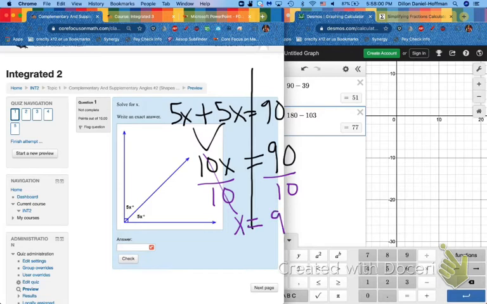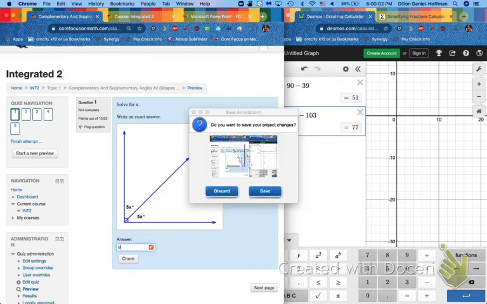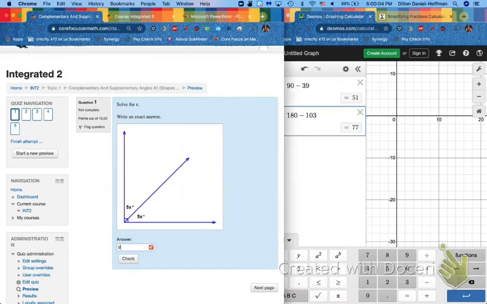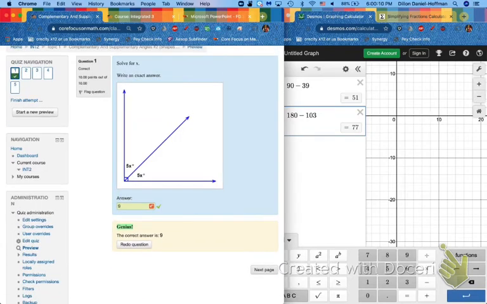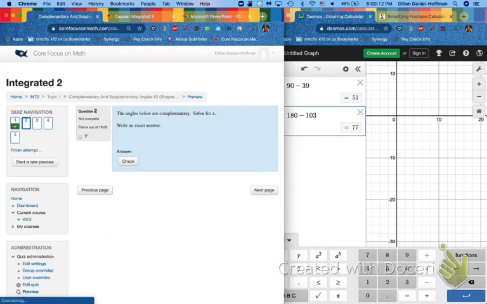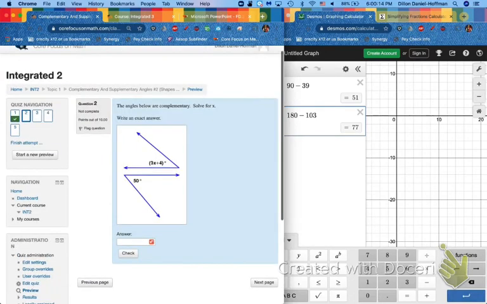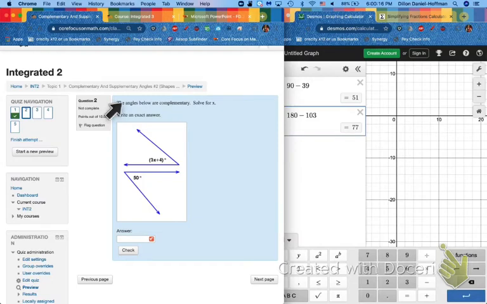X is 9. And if you don't know how to do 90 divided by 10, you've got your Desmos calculator here for you. At least I hope you do. If not, pull it up. All right. Number 1 is 9. Notice we're not going to type degrees in general on these assignments. Just type the number. That's what your system knows how to grade with. Always the number, never like a comma or any other symbols. All right, it says the angles are complementary, so we know that these also add to 90.